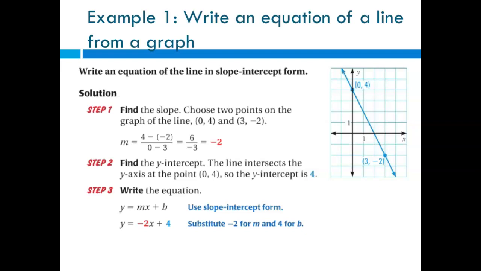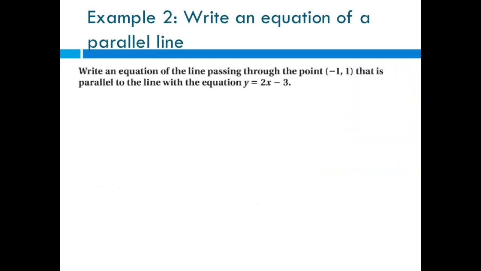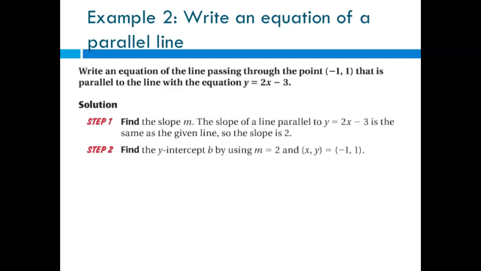Alright, now let's look at how we can write an equation of a parallel line. So in order to write an equation of the line passing through the point (-1, 1) that's parallel to the line with the equation y equals 2x minus 3, we're going to first need to understand parallel lines and their slopes. So recall that parallel lines are never going to intersect, and so their slopes are going to be the same. So we know that if the line we're trying to find is parallel to the line y equals 2x minus 3, the line that we're looking for has a slope of 2 as well.